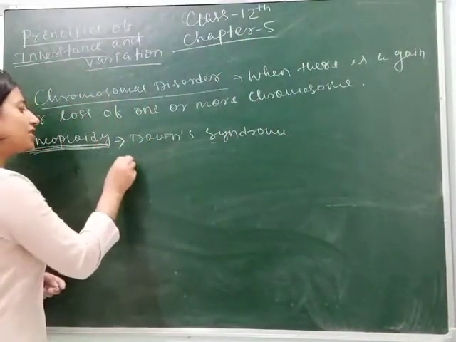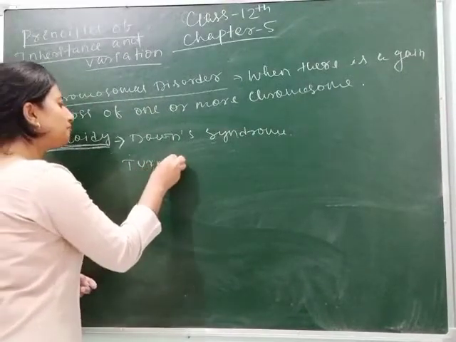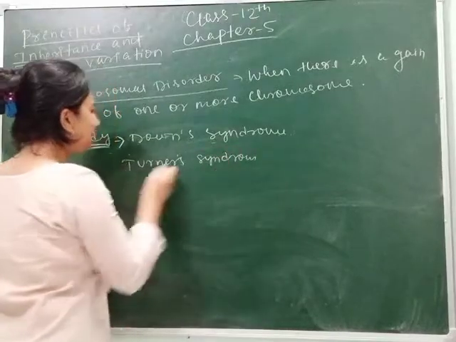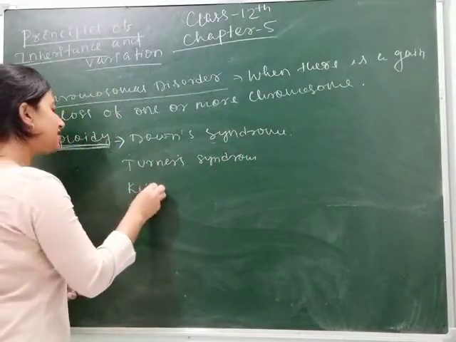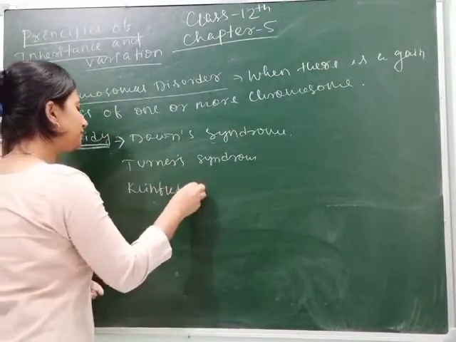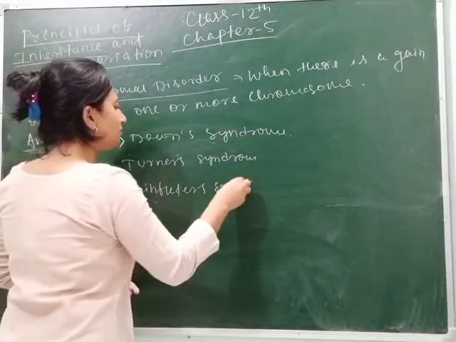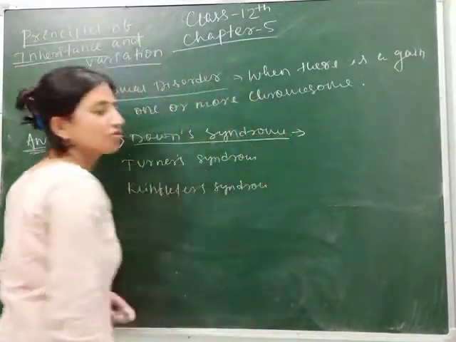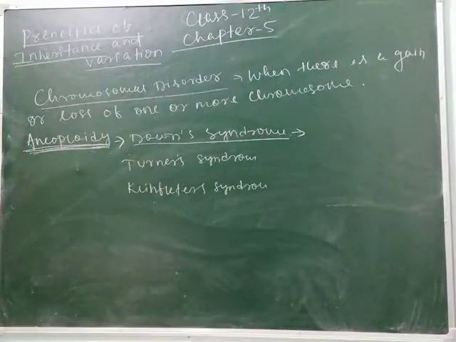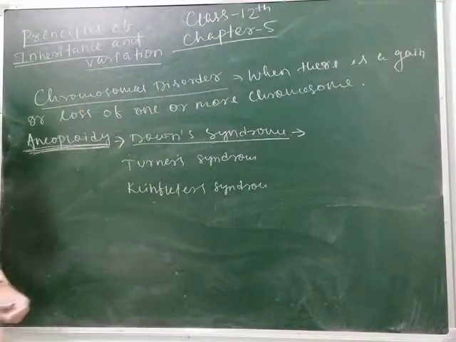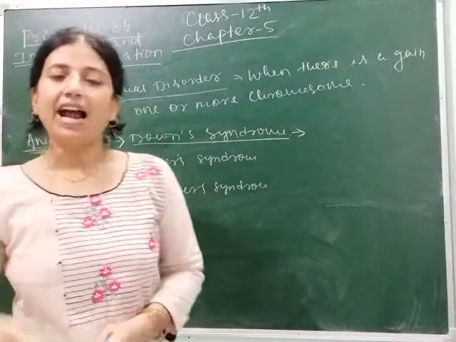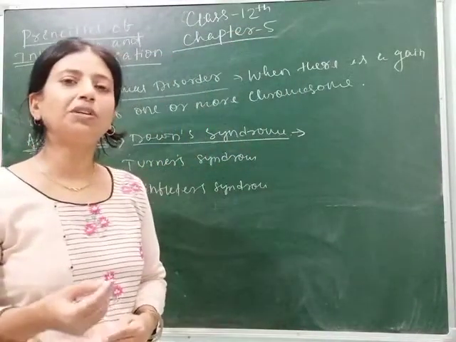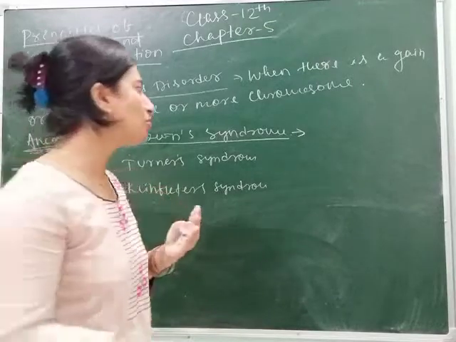Next one is Turner's syndrome. And the last one is Klinefelter's syndrome. First we will study about Down syndrome. So what is Down syndrome? Down syndrome is a genetic disorder, and this is due to the additional copy number of the 21st chromosome.